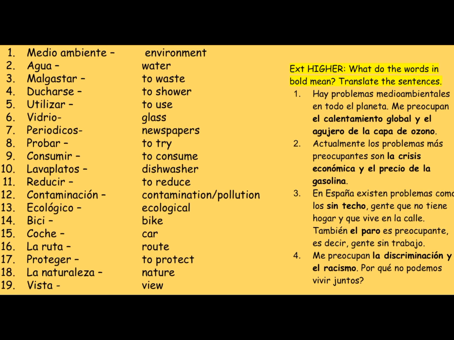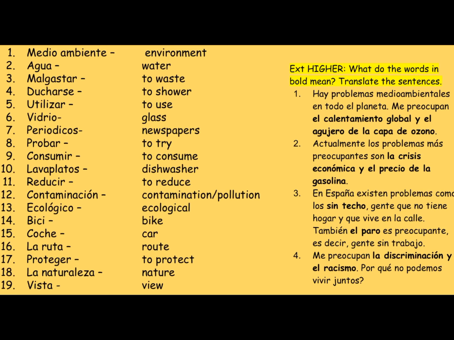Currently, now remember, actualmente doesn't mean actually, it's a false friend. So currently, actualmente los problemas más preocupantes son la crisis económica y el precio de la gasolina. So currently, the most worrying problems are the economic crisis and the price of petrol.